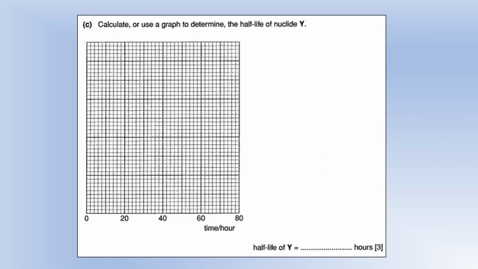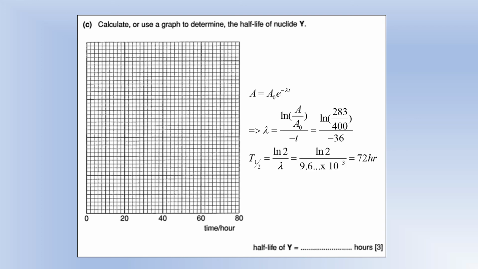Okay, so calculate or use a graph to determine the half-life of nuclide Y. So I'm going to do this by calculation because I think it's quicker. So we know the activity is governed by this exponential function like this. So the first thing we can do is to calculate what the decay constant is. So I used the values at 36 hours and 0. So using those values, I've calculated the decay constant, then done ln2 divided by the decay constant to give a half-life of 72 hours. But you will get slightly different values depending on which time and value you picked.